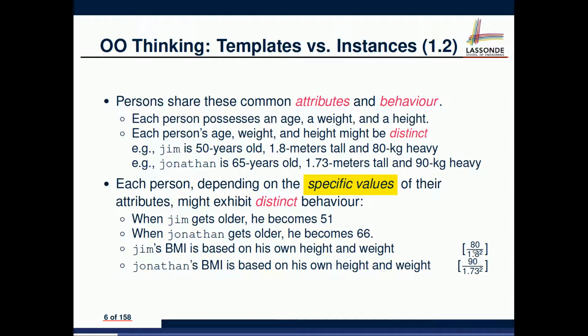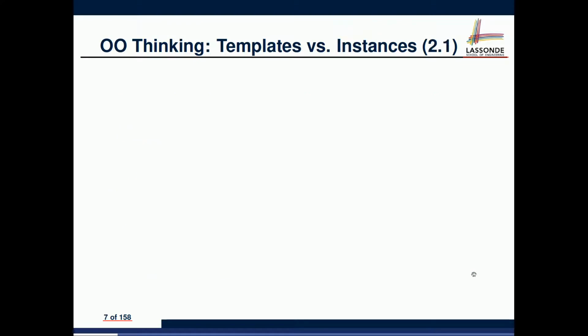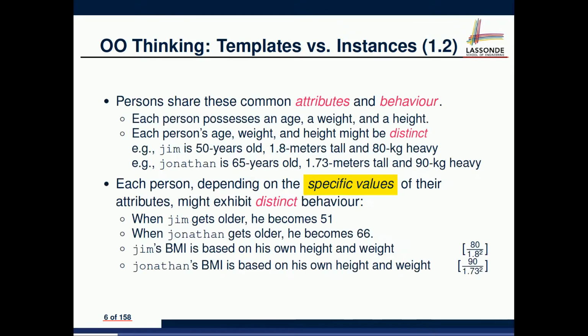You can see, let's compare this formula here and this formula here. They're basically two different instantiations of the same formula, being weight divided by the square of height. But now in the case of Jim, we're going to apply weight being 80 and height being 1.8. But for the case of Jonathan, we're going to apply weight being 90 and height being 1.73. Okay, so now that's about the person.